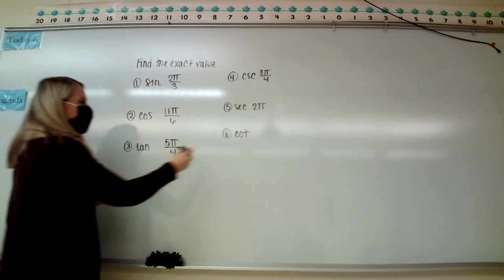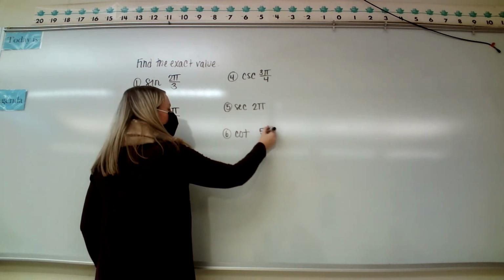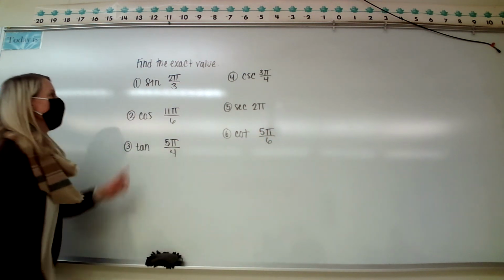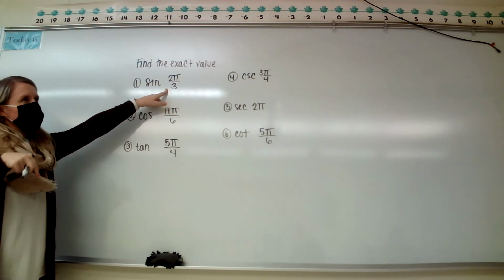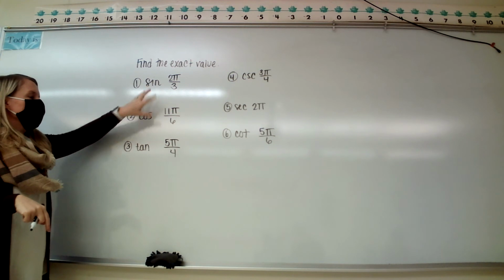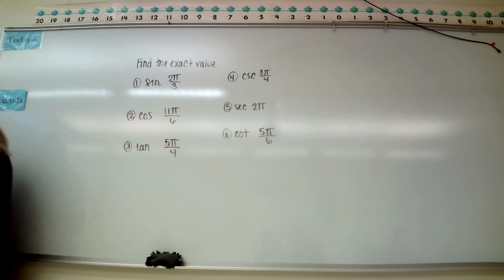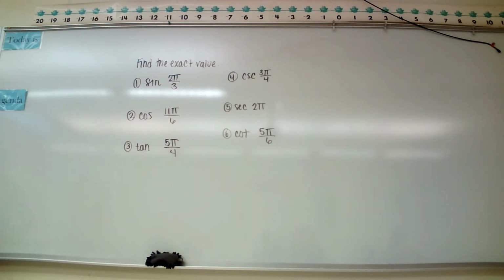5 pi over 6. So whereas last week you would have said, oh, sine of 2 pi over 3, go to the circle, find 2 pi over 3, find the point that goes with it, figure out what you need. Now you should have your nice shortcut using that chart. So can you find those values for me?